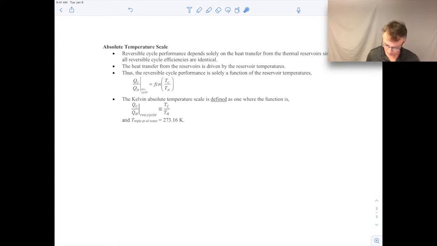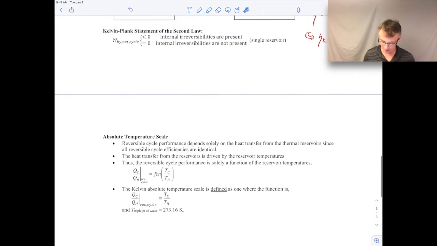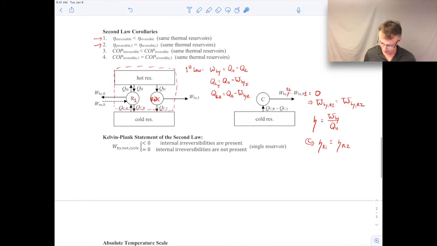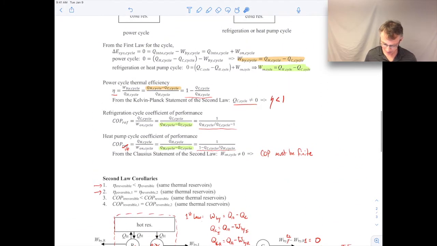So we know that the reversible cycle performance depends solely on the heat transfer from the thermal reservoirs, since all reversible cycle efficiencies are identical. So what that means is when we go back up here, we have, for example, the thermal efficiency for a power cycle is based on 1 minus the QC over QH. So these are our heat transfers.